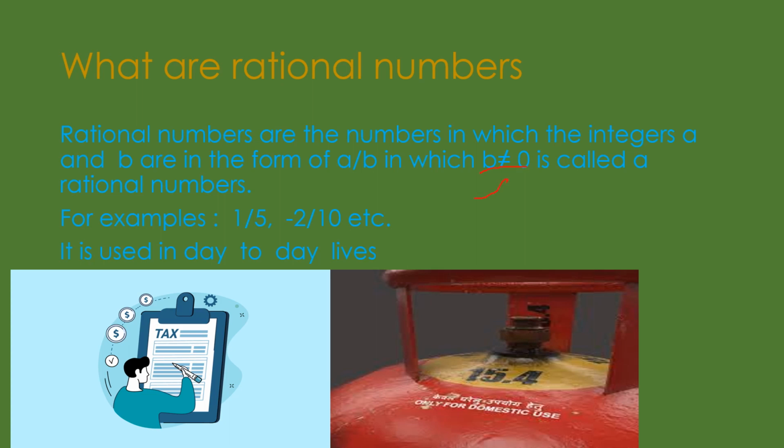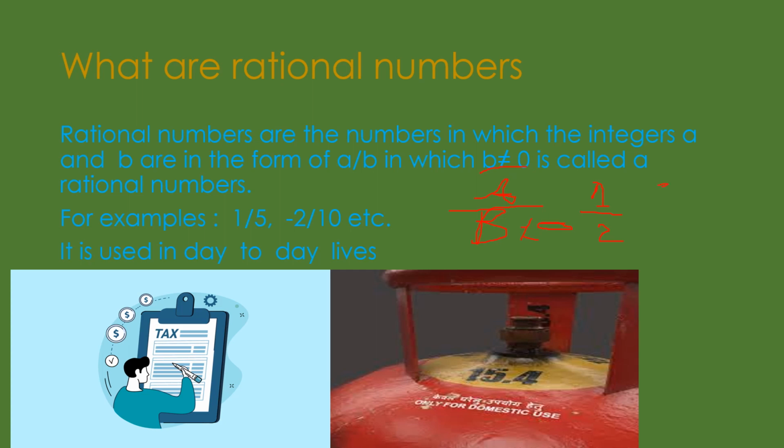Now let's take this a by b as 1 by 2. So here it satisfies the condition that b is not equal to 0. But we can also use whole numbers and natural numbers as rational numbers.